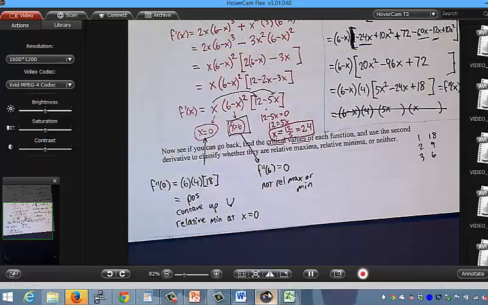I'm out of time. I don't know if I can do 2.4 for you. I believe you'd get concave down, and it would be a relative maximum then, but you could work it out on your own, I guess, if you want to.